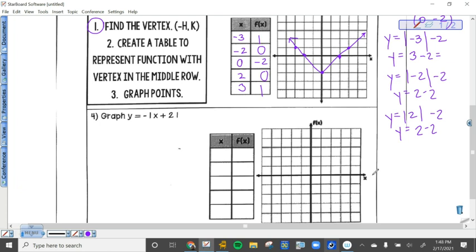Okay, now how about this one? Let's find our vertex. -1x plus 21. What's going to be our vertex? Where's our H?